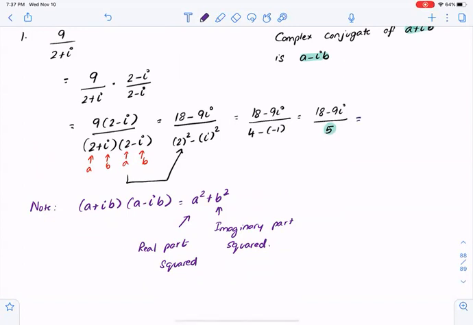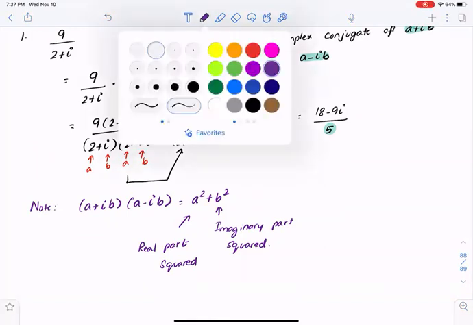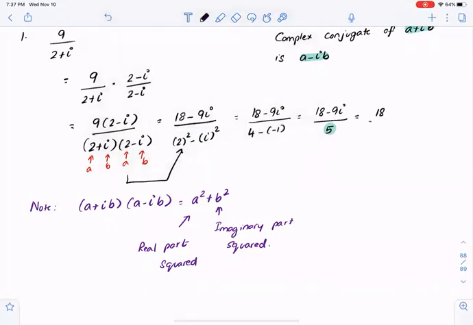Finally, I can write the answer as 18 over 5 minus i 9 over 5. Since I have a common denominator of 5, I'm just splitting the numerators and I write it as 18 over 5 minus i multiplied by 9 over 5. So the real part is 18 over 5. The imaginary part is negative 9 over 5.